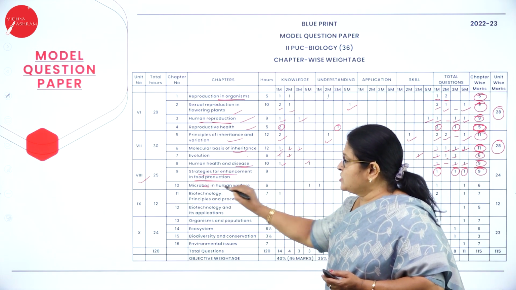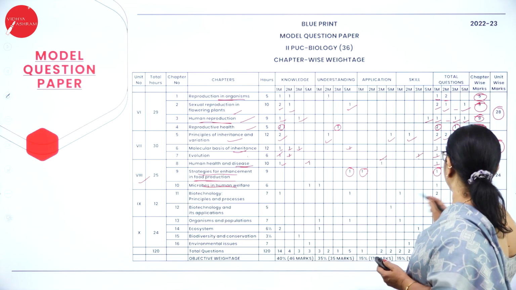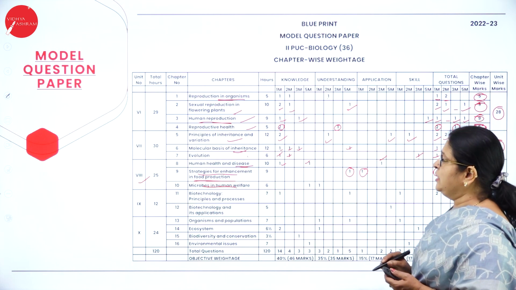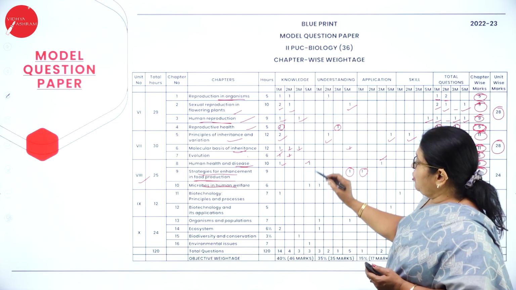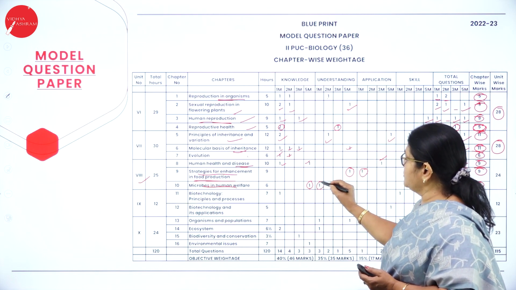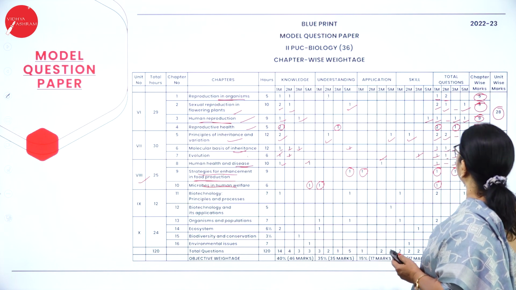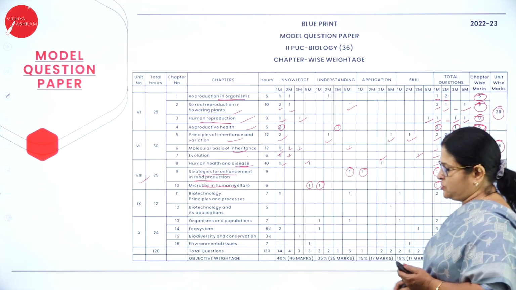Moving on to the last chapter called Microbes in Human Welfare of Unit 8, which has a weightage of 6 marks. So what is the distribution of marks we have? In knowledge base, 5 marker question 1, and understanding 1 marker question 1. So total for 1 marker question, we have 1 question, and 5 marker question 1 question.